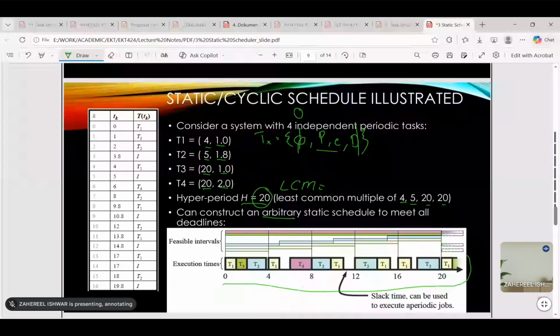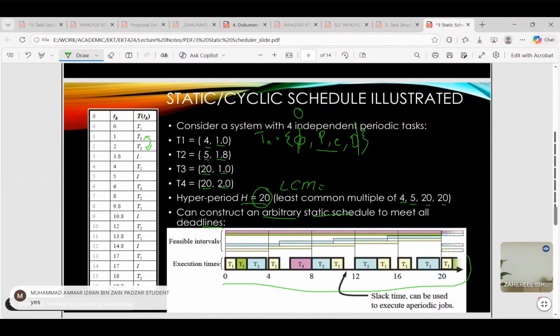We can construct an arbitrary static schedule to meet all the deadlines. So very simple, you just arrange the way you like it. In this case, it is arranged like this. Can we arrange them differently? For example, I want to switch this. Can or not? Yes. Anyway, as long as you make sure that they meet their deadlines. So that is static schedule. It's highly predictable because we already pre-compute the table beforehand. So it's very good for real-time systems.